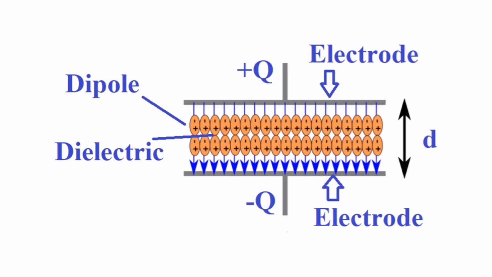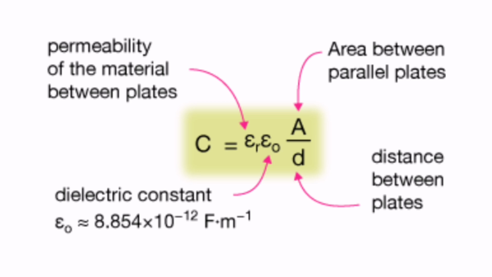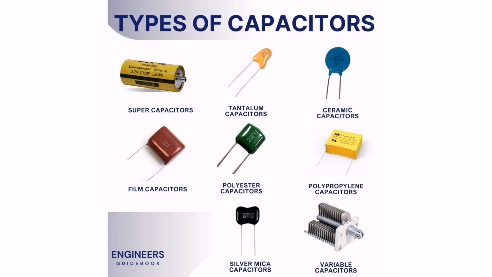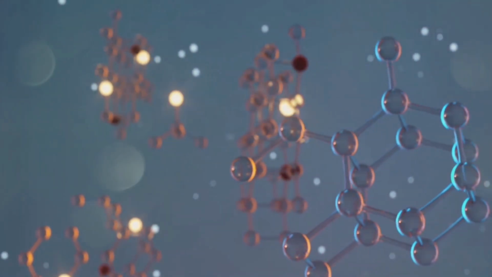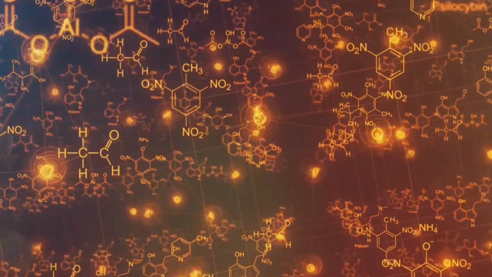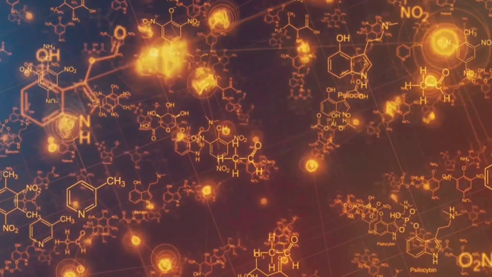The ability of a capacitor to store charge depends on several factors. The surface area of the plates: larger plates can store more charge. The distance between the plates: the closer the plates are, the stronger the electric field, which increases the capacitance. The dielectric material between the plates: dielectrics increase capacitance by reducing the electric field's strength, allowing the plates to hold more charge at a given voltage.